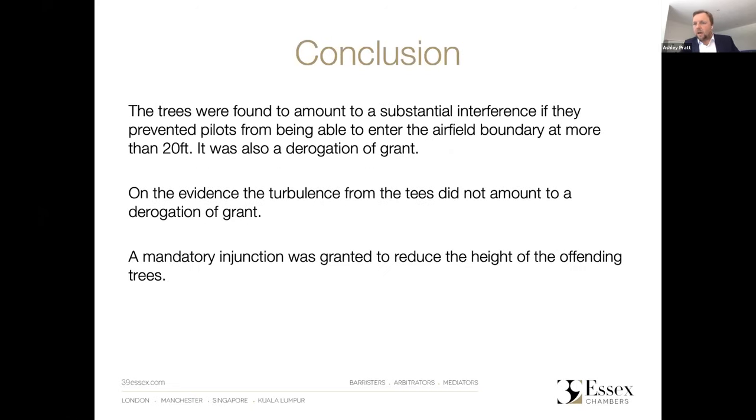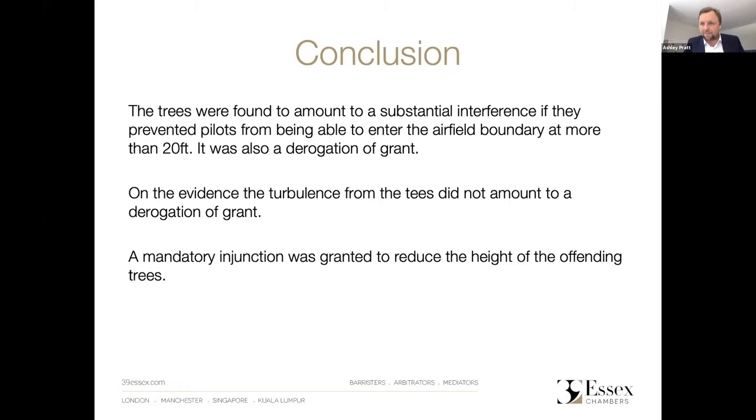Finally, as I've said, the trees were found to have been an actionable interference. The judge came to the conclusion that any trees that affected the pilot being able to enter the airfield at 20 feet should be reduced in height. So you'll recall from the introduction, it was 23 and a half to 33 feet. And what the judge said was bring them all down to 20 feet for safety measures. As such, the court ordered a mandatory injunction in respect to the same.